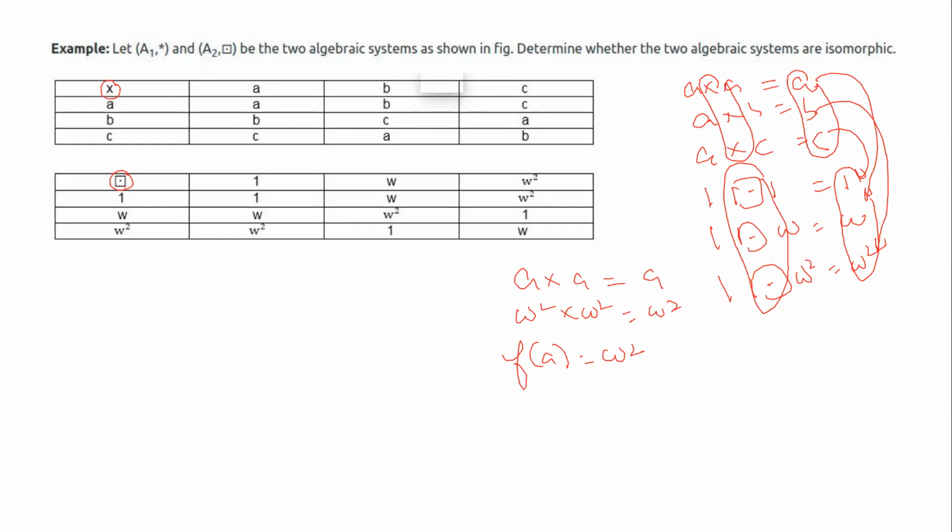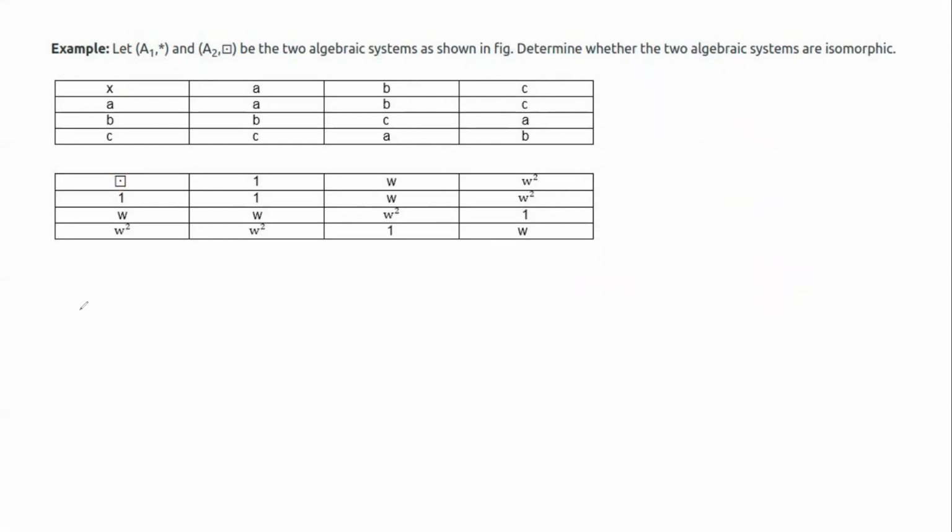Now for these two functions, can you tell me what is the value of f? What should be f of a, what should be f of b, what should be f of c, so that the table holds? A should be mapped to something from 1, W and W square, such that if I perform any operation of A with that, the corresponding operation should also hold in this table. Can you see what could be the possible mapping?